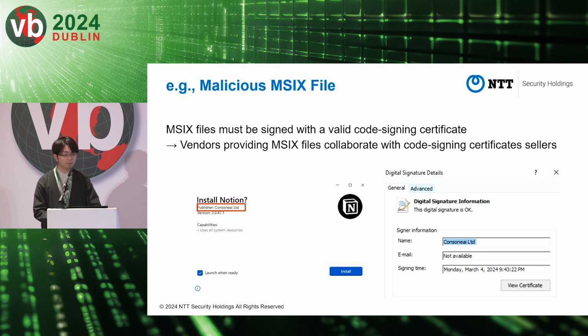One of the attack campaigns that uses signed malware involves MSIX files. MSIX is a new Windows app package format. MSIX files require signature verification at runtime, and samples without a valid signature cannot be executed. As a result, malicious MSIX file providers often collaborate with sellers of code signing certificates in the market.